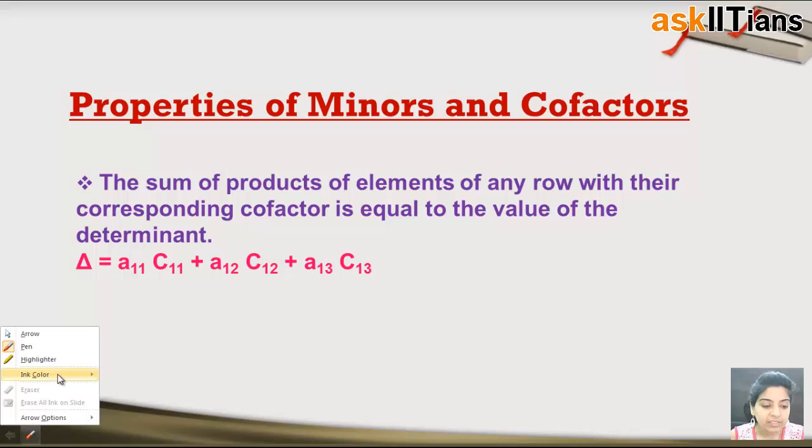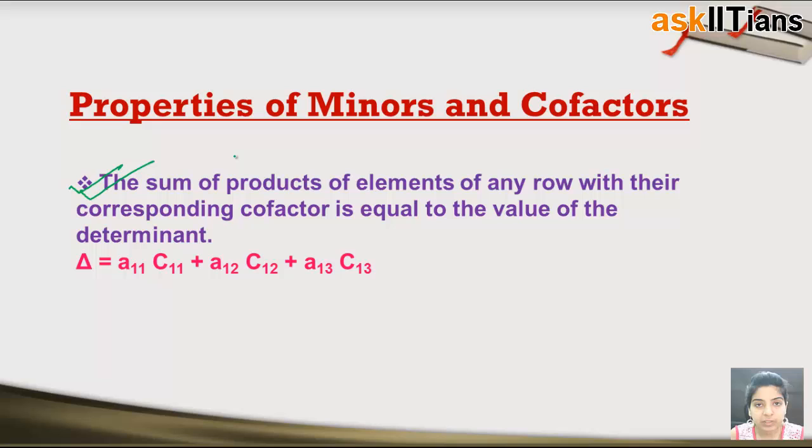Next we have properties of minors and cofactors. So the first one says the sum of products of elements of any row with the corresponding cofactor is equal to the value of the determinant. This means if you multiply, first you multiply the element with its cofactor and then you find out the sum of all these terms, this quantity will give you the value of the determinant.